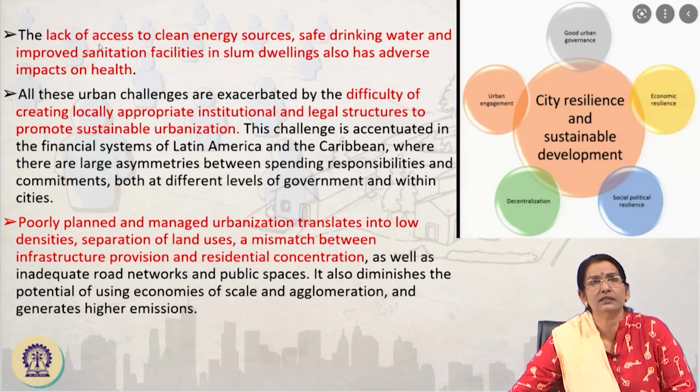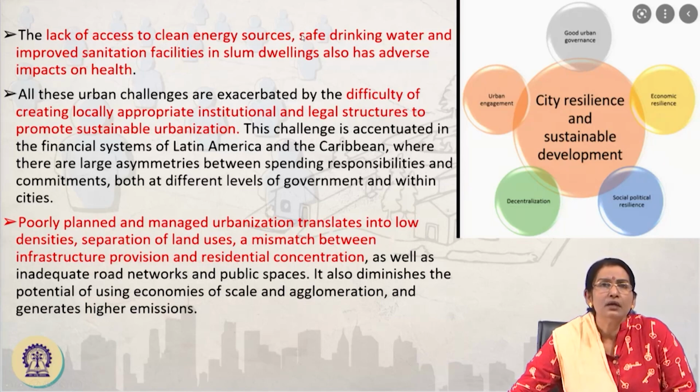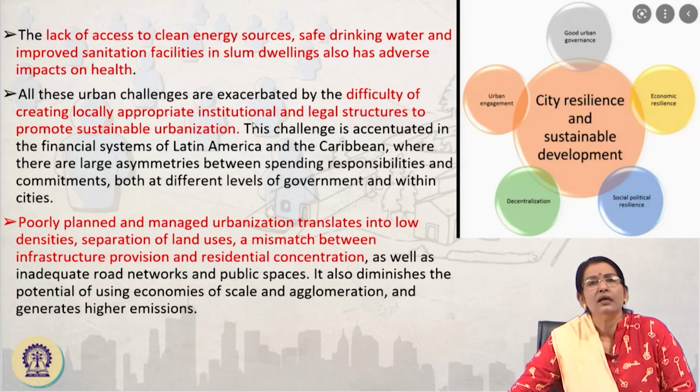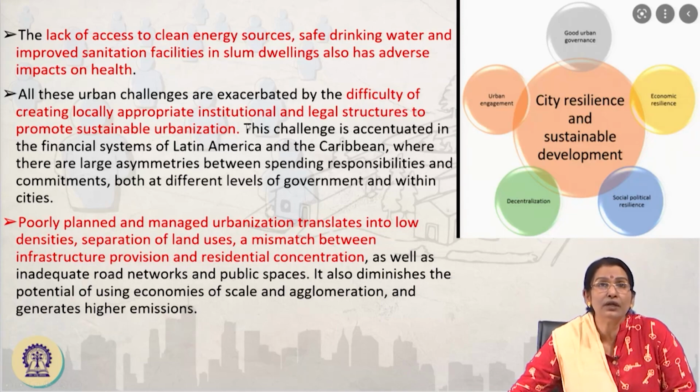These are the challenges: lack of clean energy resources, lack of safe drinking water, and sanitation in the slum dwellings. Similarly, there are difficulties in creating a locally appropriate institutional and legal framework. Introducing Swachh Bharat will not help unless we enforce it, not just by advocating and propagating, but through some kind of legal implications, some kind of punishment or penalty. Then only can we ensure that it will be implemented. The sooner we make it a part of practice, the sooner we can get the benefit out of it.